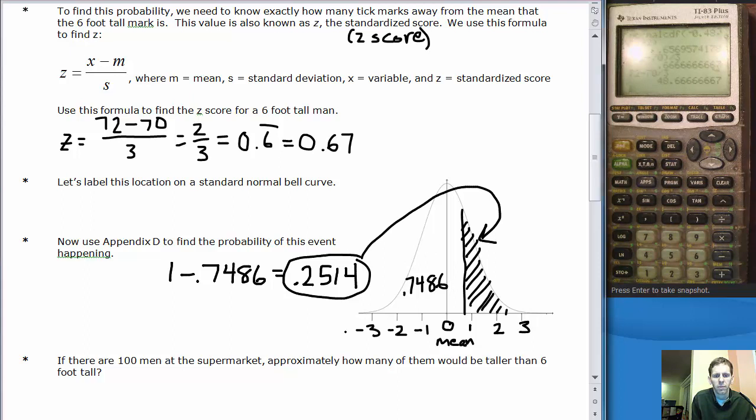Now, if there were 100 men at the supermarket, approximately how many of them would be taller than 6 feet tall? Well, 25.14% of them. So you can multiply 100 times this value and get your solution. And your answer should be approximately 25.14 of them.